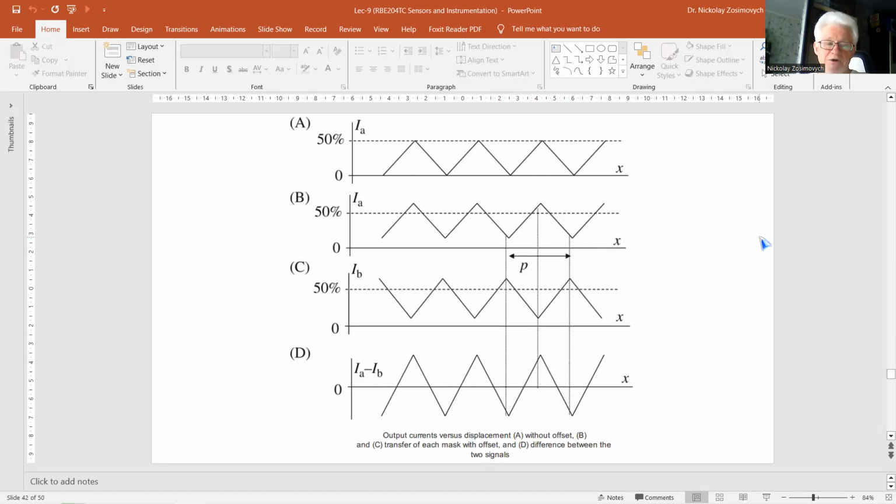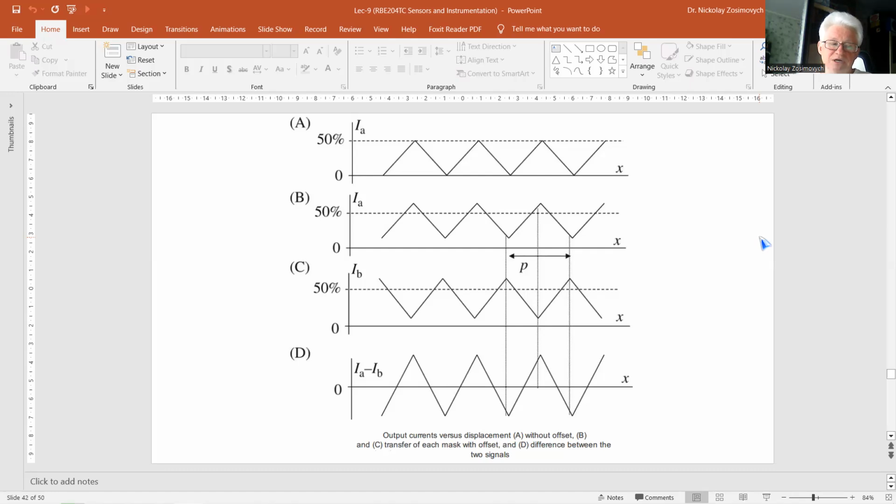Unfortunately, real encoders show some deviations from the ideal behavior. For instance, the baseline of the triangle, the bias, in figure A can be shifted upward, or the signal amplitude decreases due to the misalignment of the scale and the mask, resulting in a position error that you can see in figure B.